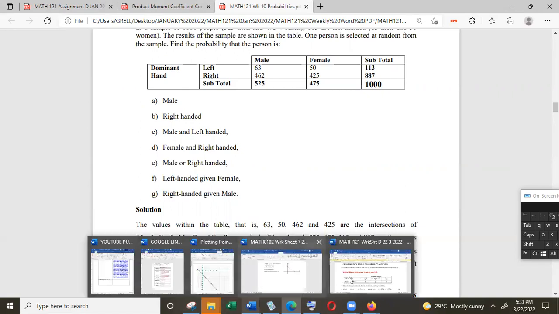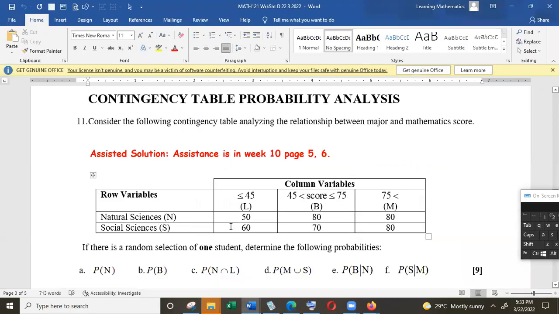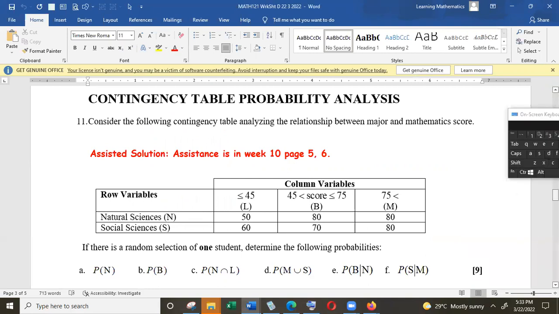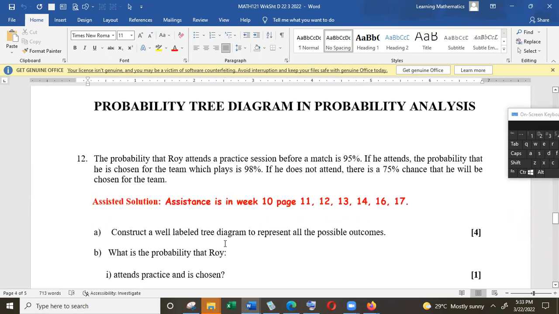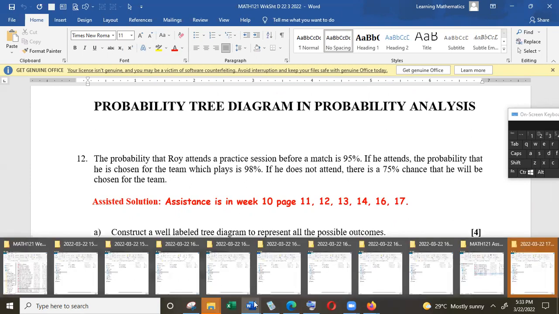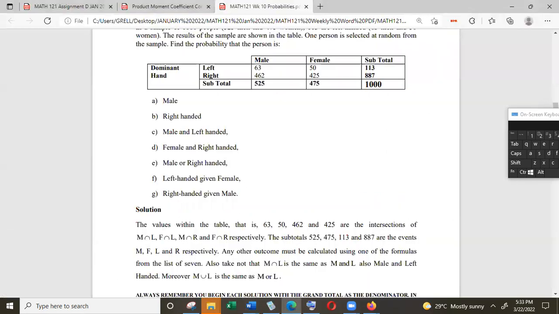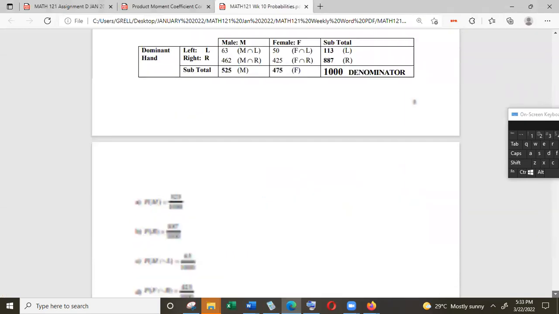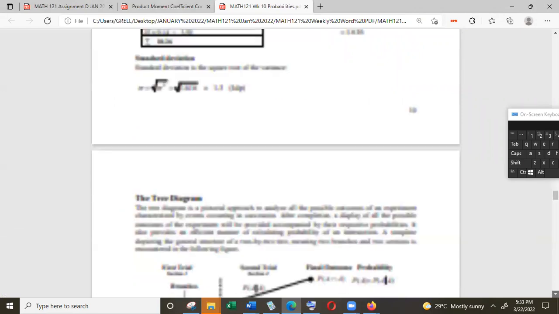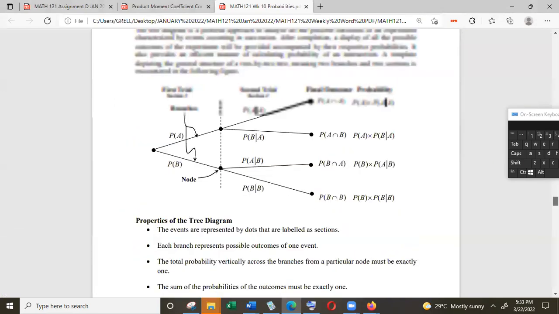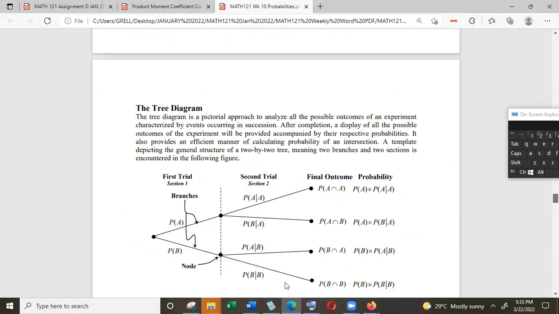The contingency table in the assignment is your score and your major. These are the 2 variables. How does your major affect your score? And then the fourth subtopic is the tree diagram for probability analysis. You can get that from page 11 to 17 in week 10, the tree diagram. So here you have the tree diagram for probability analysis.